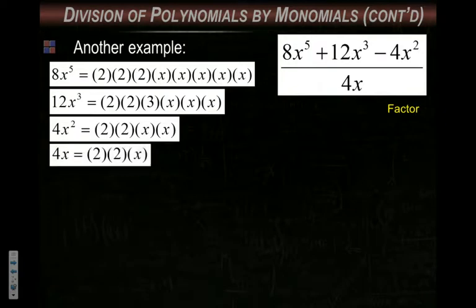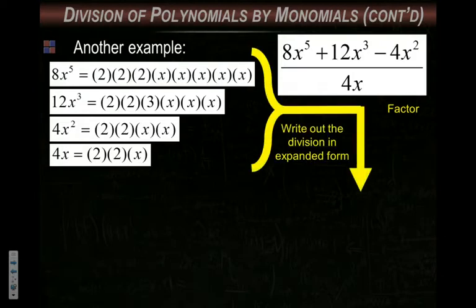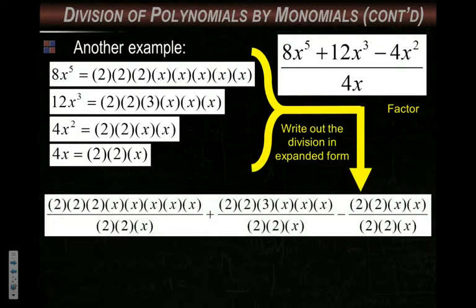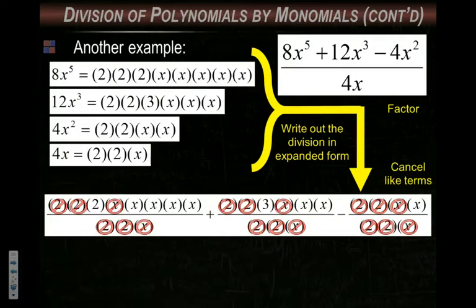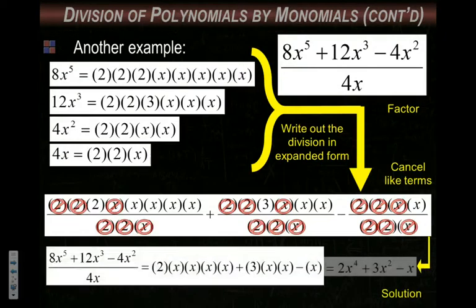This is going to be big. Ready? Oh, I forgot the 4x. One more. 2 times 2 times x. Okay, here I'm going to write it all out now. It's giant, but there it is. Right? So this thing here is really 8x to the power of 5. This thing is really 12x to the power of 3, and this thing is really 4x squared. And on the bottom, this is 4x, 4x, 4x. Cross out. And I'm left with my answer. 2x to the power of 4, 3x squared, and just an x.